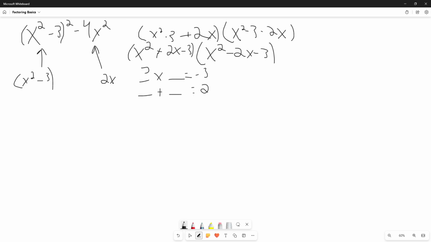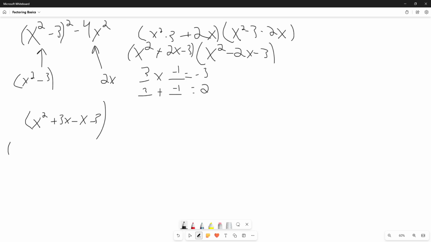Well, 3 and minus 1. 3 times minus 1 is minus 3, and 3 plus minus 1 is just 2. So now let's just deal with the first term, x squared plus 3x minus x minus 3.